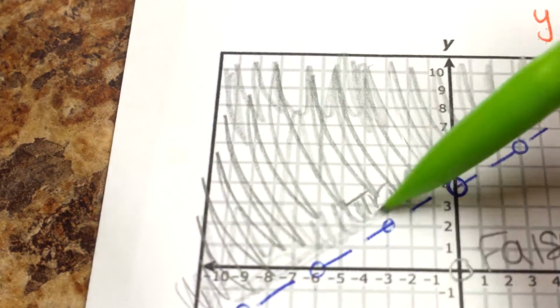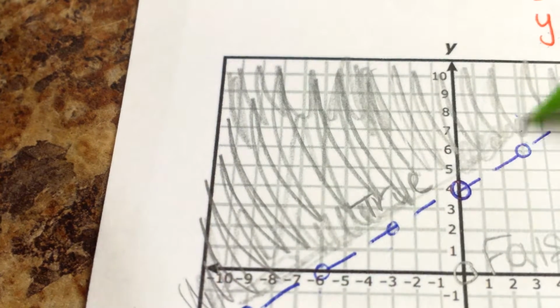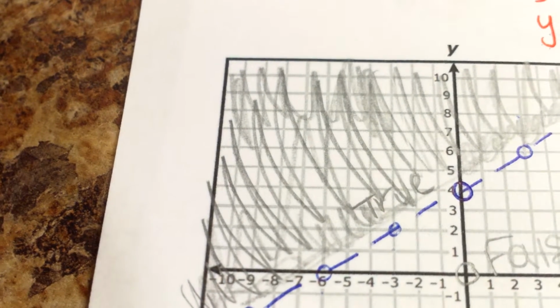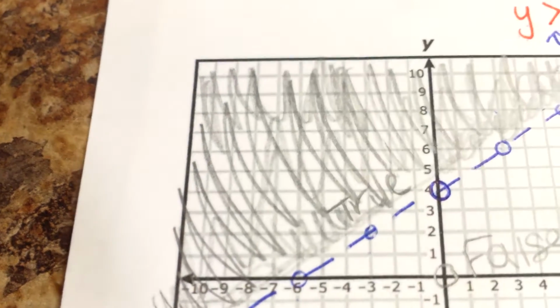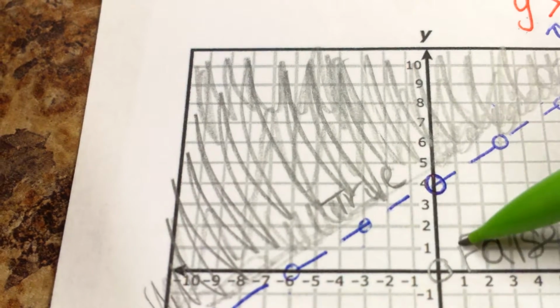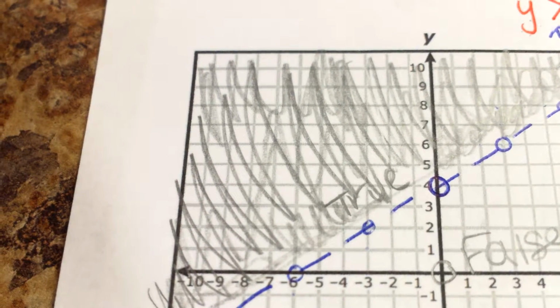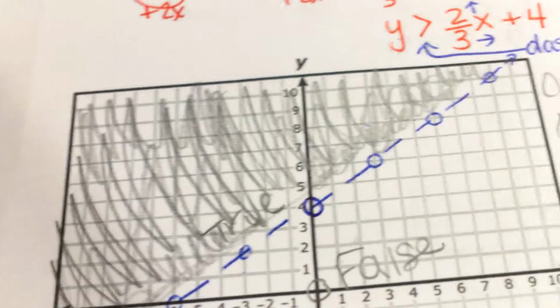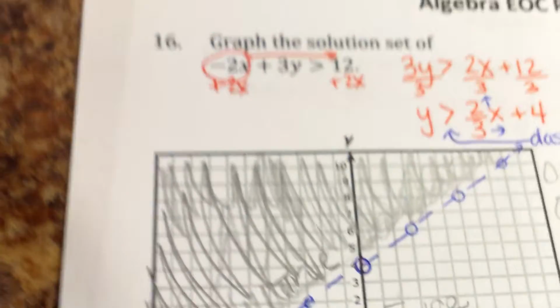If you notice, I like to choose 0, 0, but if 0, 0 is on the line, you cannot choose 0, 0. Choose a different point. You can choose 1, 1, or 2, 2, or 7, 7, any point you would want. Okay.